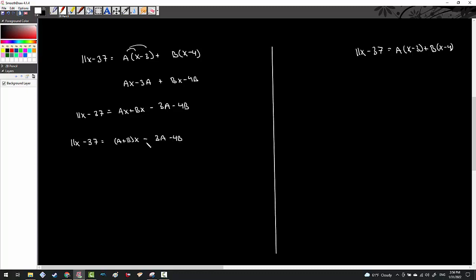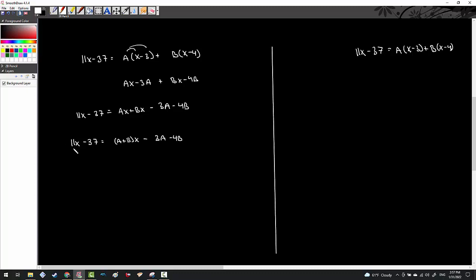Now, at this point, there's a lot of symbols on the board. However, remember, a and b are constants, right? Which means 3a is another constant and 4b is another constant. So if I combine those terms, I'd get another constant, right? The a plus b here is attached to the x, similar to how the 11 is attached to the x. What I have here is a linear equation equaling a linear equation.